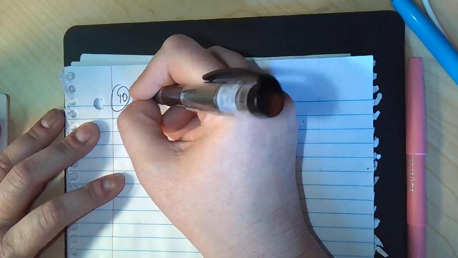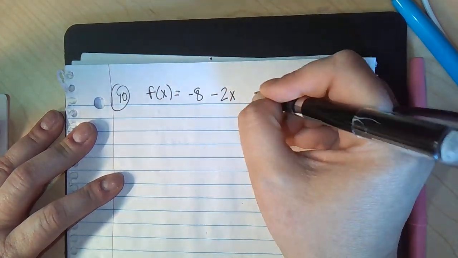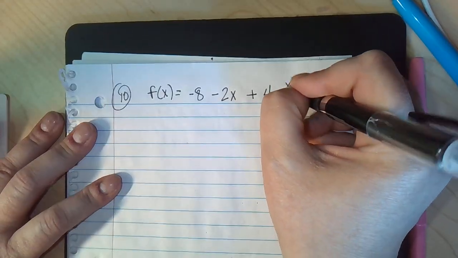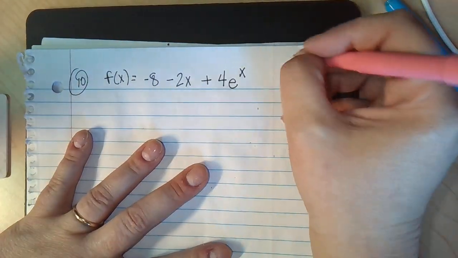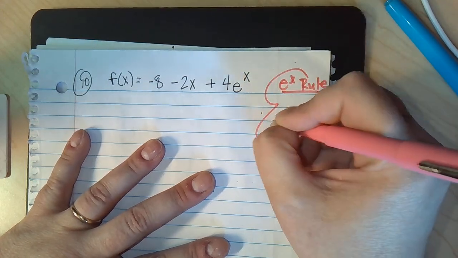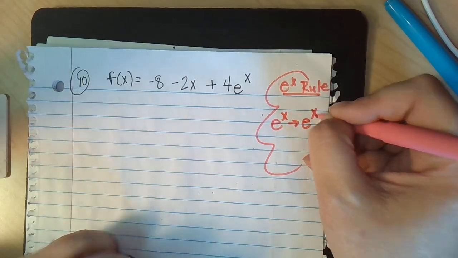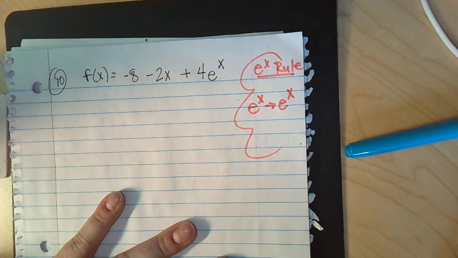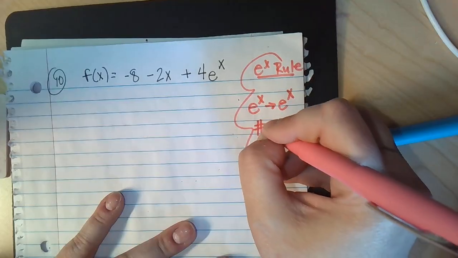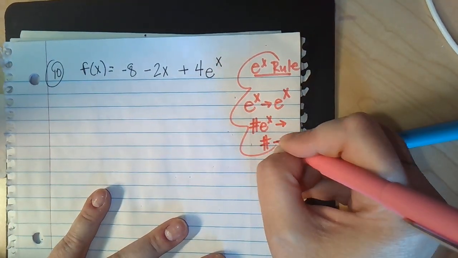All right, let's go to number 10. For number 10, it has that nice e to the x. And if you remember the e to the x, the derivative is kind of lame. So let's maybe make an e to the x rule. When you have e to the x, the derivative is just the exact same thing, e to the x. If you have like a number times e to the x, the derivative is the exact same thing, number times e to the x.